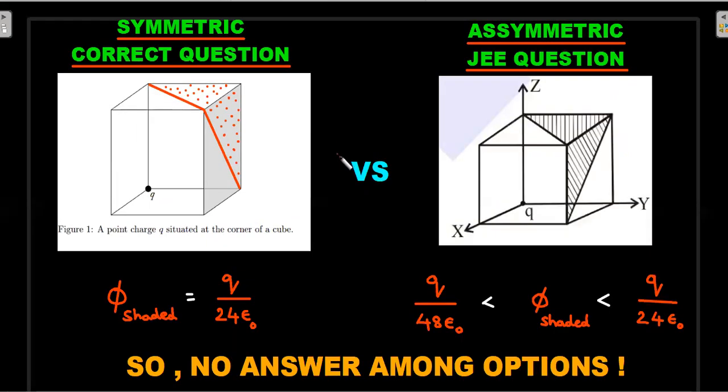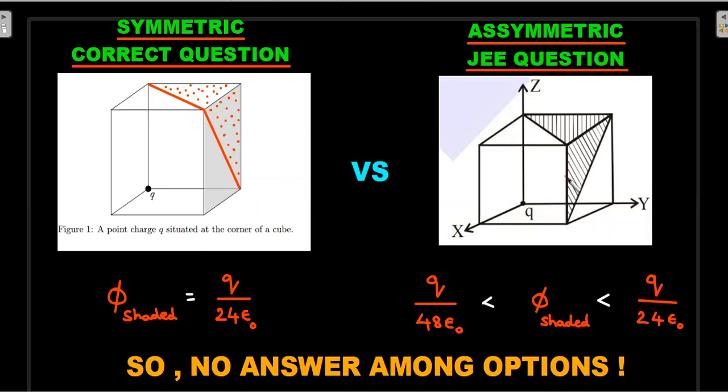So to compare it side by side, what was the intention and what was finally asked? Here's the left hand side, what they should have asked for the key that was given. If this had to be a symmetry question, the shading in the original question should be done like this. You could see that this would have been a q by 48 epsilon naught. This also would have been a q by 48. So the entire shading would have given q by 24 epsilon naught.